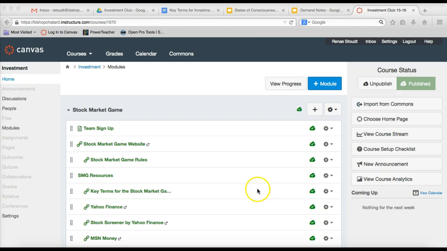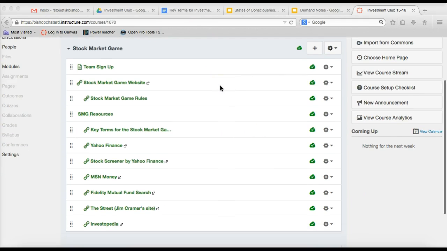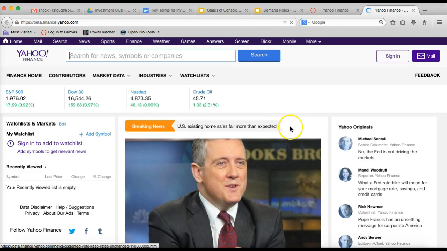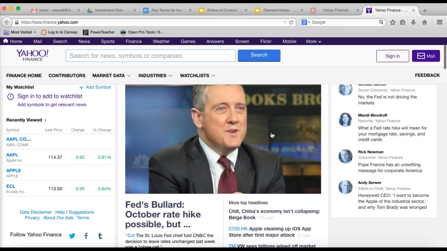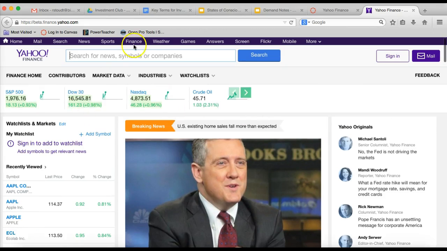Okay. While you have the key terms pulled up, I am also going to pull up Yahoo Finance. You could use Yahoo Finance or MSN Money. Either one is a good place to start when researching stocks, but I honestly learned on Yahoo Finance, so that's personal preference. I'm going to pull this up, and as you can tell, that's a picture of some guy from the Fed.